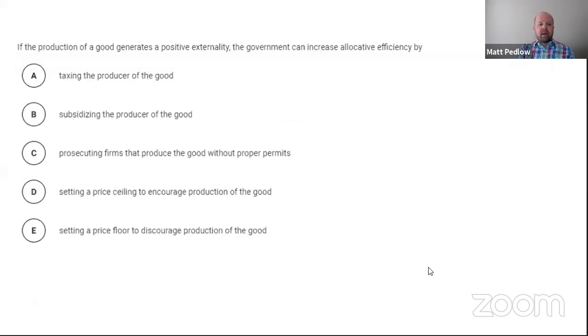And then number three, if the production of a good generates a positive externality, the government can increase allocative efficiency. So your brain immediately says, that's where price equals marginal cost, or marginal benefit equals marginal cost, or in this case, where marginal social benefit equals marginal social cost. And so how do you do that? B, once again, you subsidize a producer, they get them out to marginal social benefit and marginal social cost.